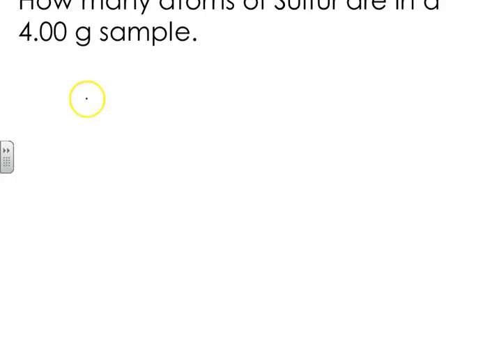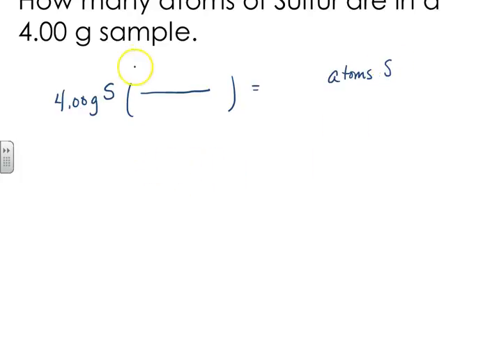Okay, next, we want to know how many atoms of sulfur are in a 4-gram sample. So we've got 4 grams sulfur given to us. We want to multiply by a conversion factor to find out how many atoms of sulfur are present. Okay, we know that we want to cancel grams and we want to end up with atoms.